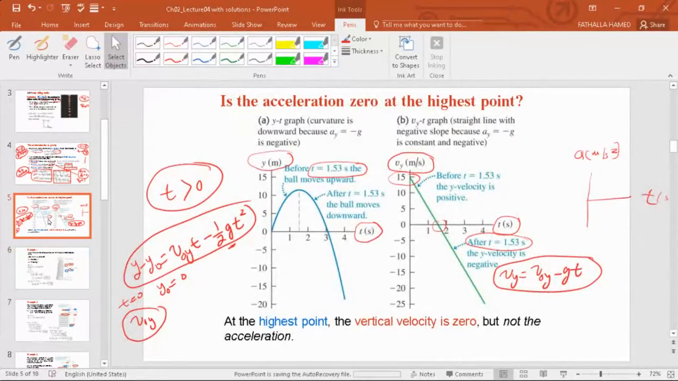But of course, this g here is constant, and it has a value of minus 9.8 meters per second squared. So you can say that your g is somewhere here. It's a constant value.